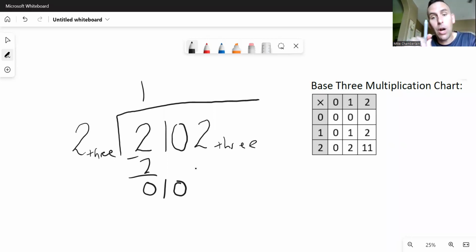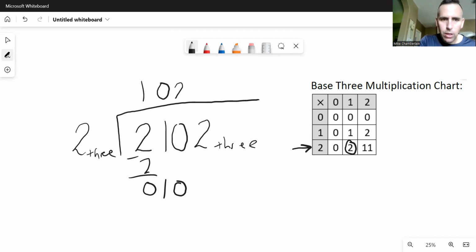Not 10. Okay, we are in base 3. So I look over at my times chart. Now, since I'm dividing by 2, I'm going to look at the line 2. I either have 0 or 2 or 1, 1. Well, 1, 1 is too much. So I can only do 2 times 1, which is 2. So I'm going to put a 2 right there. I forgot to put my 0 here. Remember, when the answer is none, you put a 0.